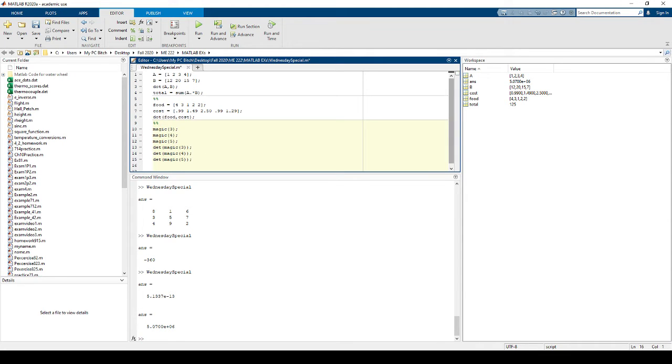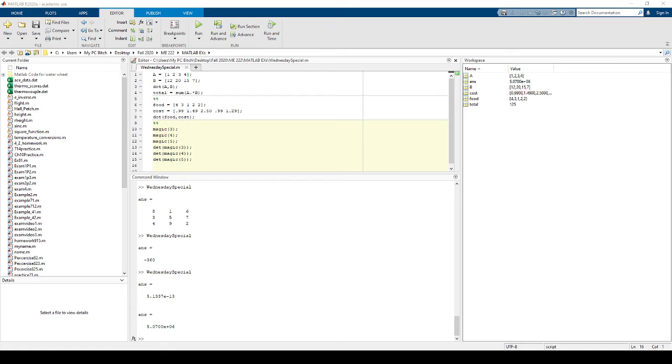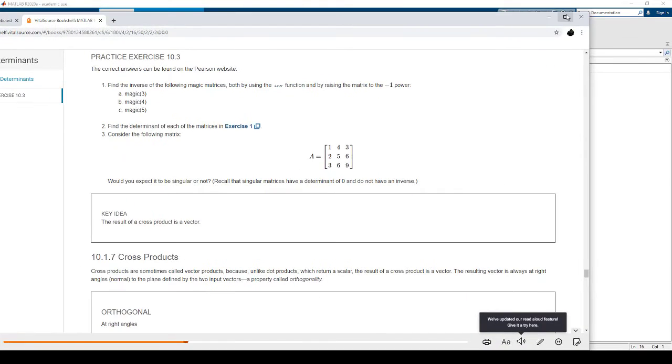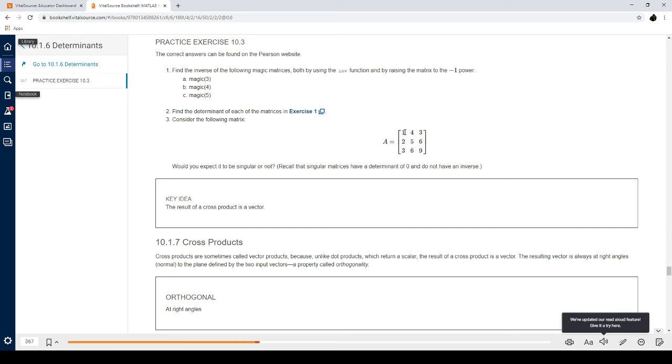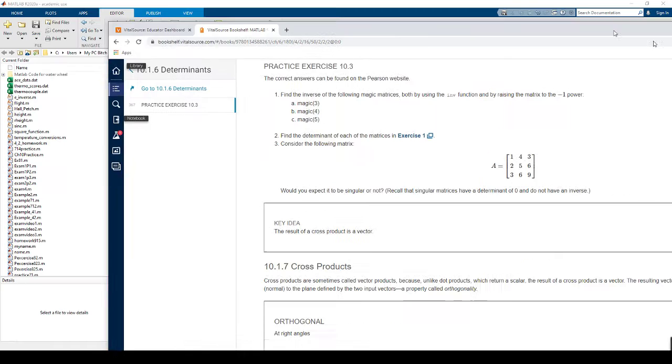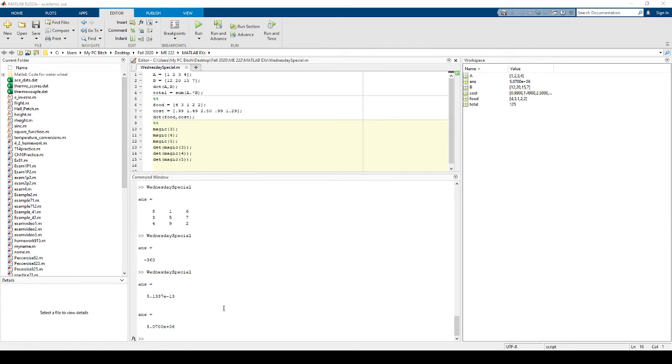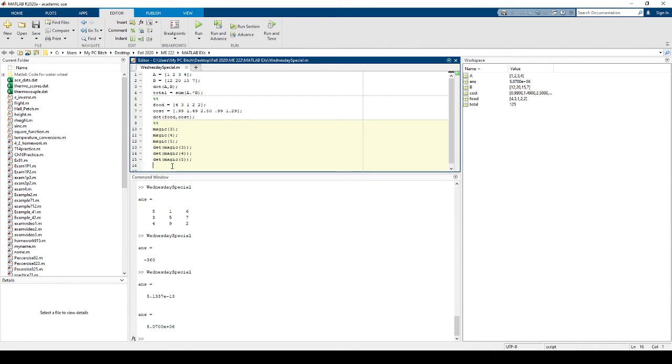So once again, now we have to move on to the last part of it, which is: consider the following matrix. I want you guys to answer this one. Would you expect this matrix to be singular or not? And if you recall, what singular means was, does it have a determinant? Yeah, I thought so too. But Lonnie probably knows better than me, because he took that very, very annoying class.